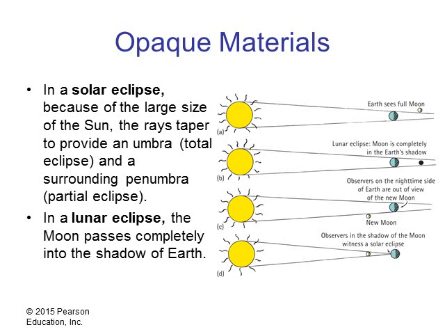Okay, solar eclipses kind of fall into this whole shadow, umbra, penumbra thing. In a solar eclipse, because of the large size of the sun, the rays taper to provide an umbra, or a total eclipse, and a surrounding penumbra, the partial eclipse. So if you look at the lunar eclipse, which is the moon directly behind the Earth, here you go. You have the moon right here, directly behind the Earth. You can have a full lunar eclipse.